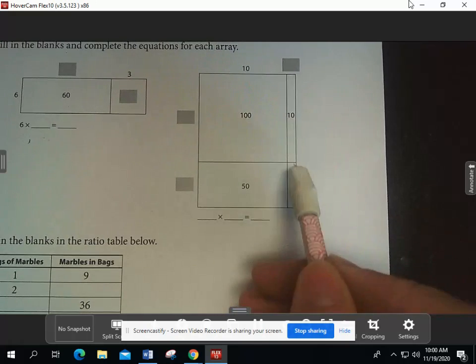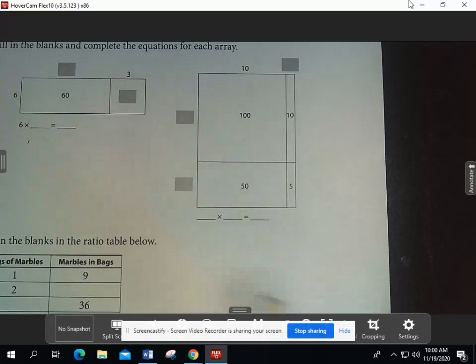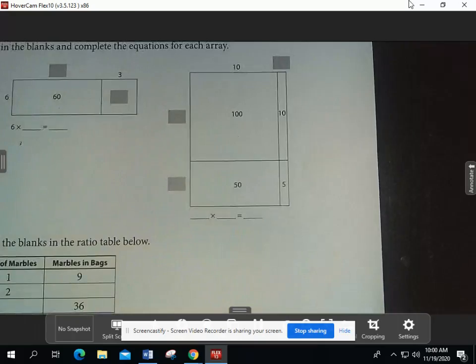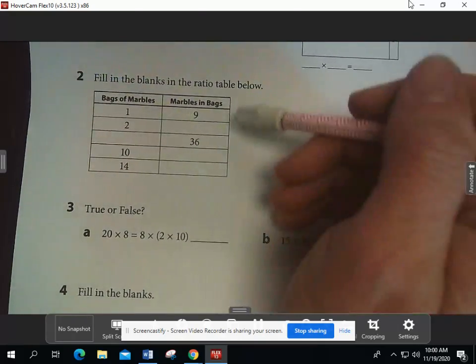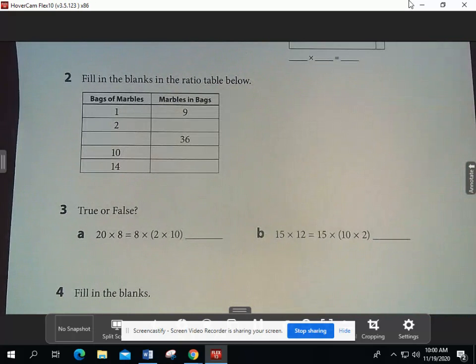What is the total? What are the factors? We have to write the factors and the totals. Okay, we have a ratio table. Look at our ratio table. It tells us what we're counting by. What are we counting by, everyone?